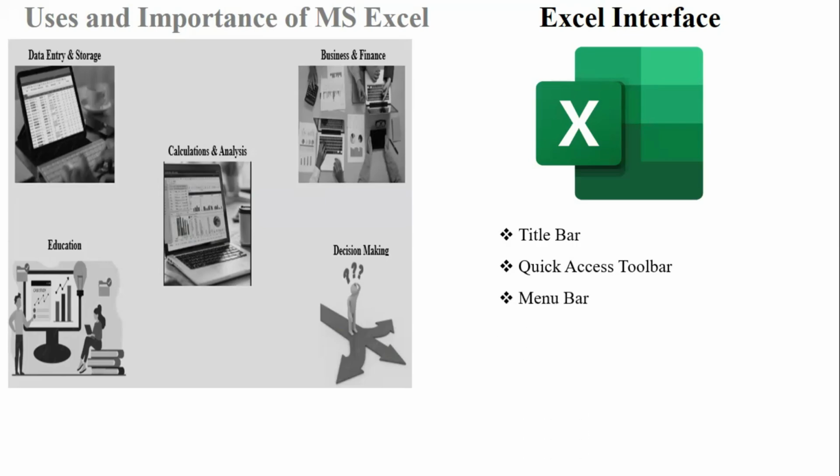Then we have the menu bar. The menu bar consists of the file, edit, view, insert buttons. Then we have the ribbons. Ribbons is a collection of Excel capabilities organized into groups. We have the home, insert, page layout, formulas, etc. Then we have the workbook.